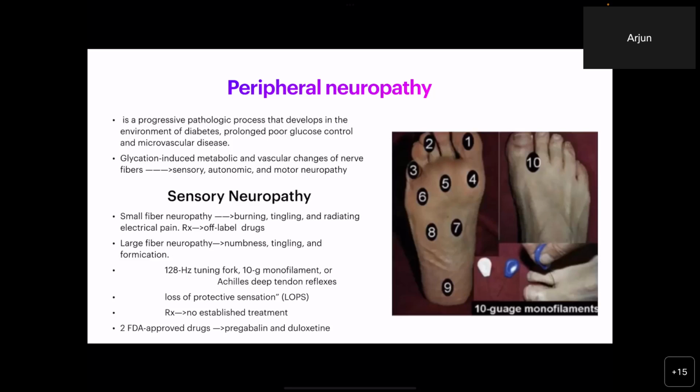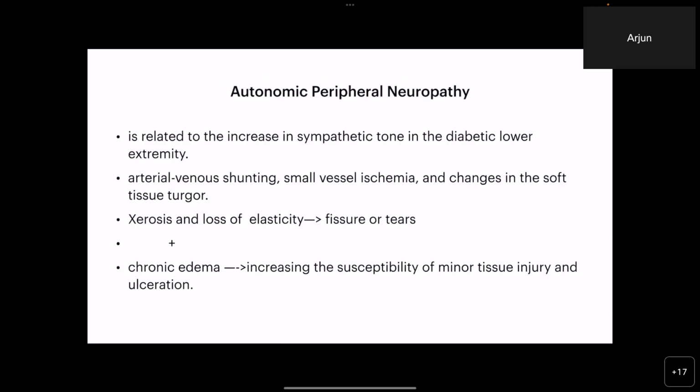These are tested in the clinic by using a 128 Hertz tuning fork, a 10 gauge monofilament, or Achilles tendon reflexes. Large fiber sensory neuropathy is often so severe that patients lack sufficient peripheral sensation to protect their feet from injury. And this term is referred to as loss of protective sensation. For peripheral neuropathy, two main FDA-approved drugs are pregabalin and duloxetine.